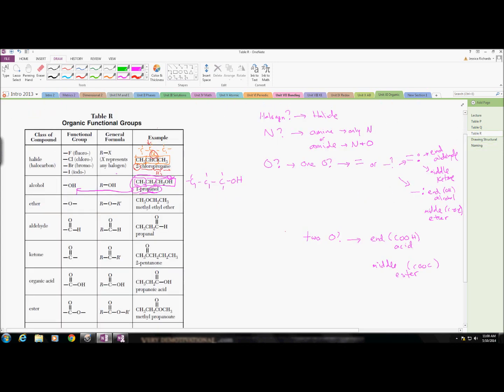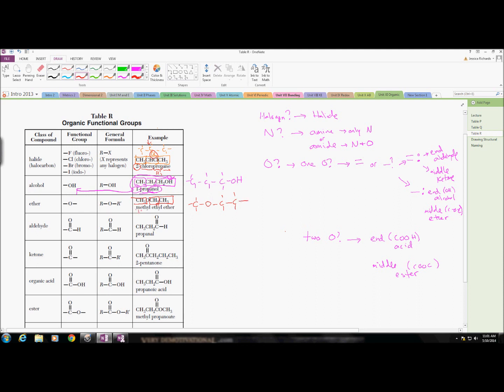Next, I have 1 oxygen, single bonds, COC. So 1 oxygen, single bonds, again, alcohols or ethers. So this must be an ether, COC. Look at their example. CH3O, CH2, CH3, that's what it's going to look like.